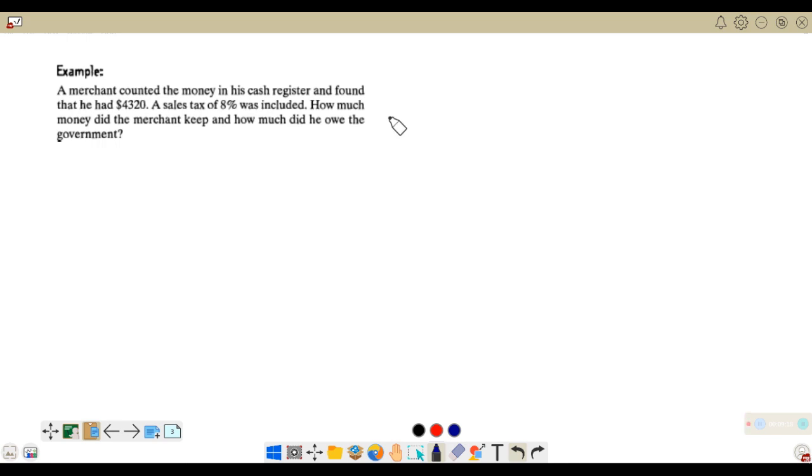So, total, ang pera niya for the day in his cash register, lahat-lahat, profit plus tax, revenue, pati yung capital nandyan. Wag na tayo mag-focus masyado sa terminology. But, in Tagalog, ano ba yun? Napagbentahan in a day is $4,320. But, out of that, kailangan niyang magbayad ng 8% na tax.